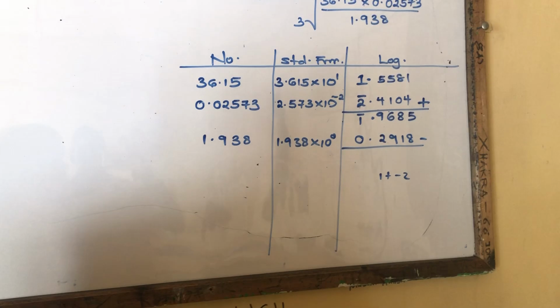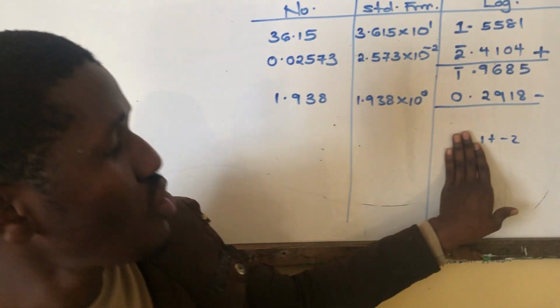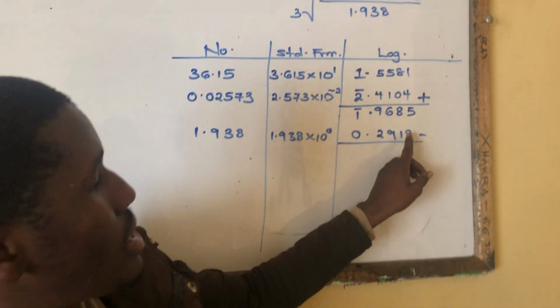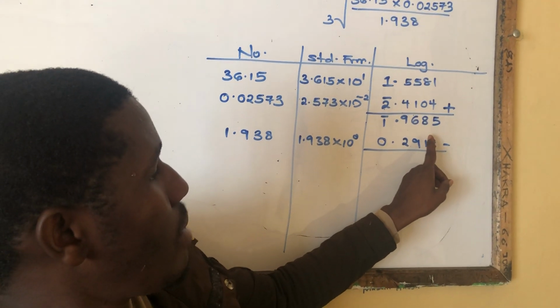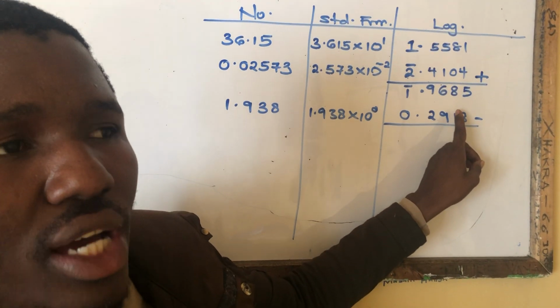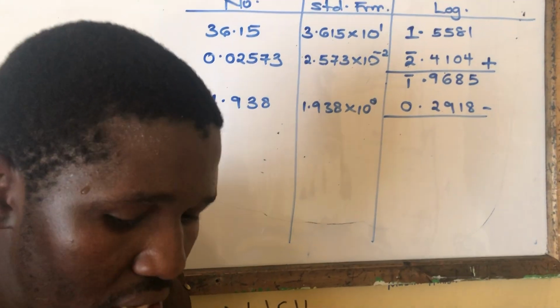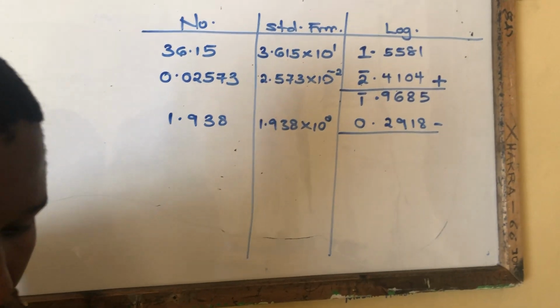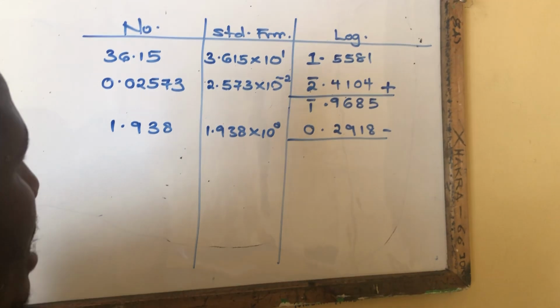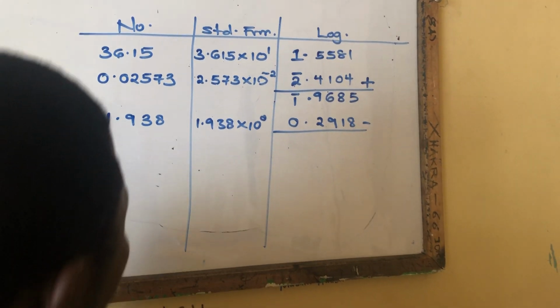So how do we subtract the two logs? Like we had mentioned earlier on, we will subtract the two logs, but I will caution you against using a calculator again, especially where bars are involved.